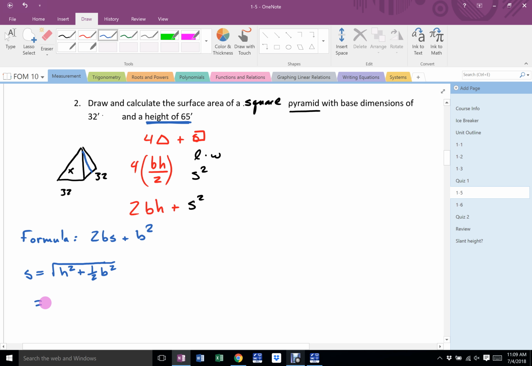You gotta remember to cut it in half. So in this case, it was the square root of 65 squared plus 16 squared. And then you would find that answer on your calculator. And you would get the number. When you get it, I want you to round it to the nearest number, and you will see why that's easy to do. 67. It is indeed 67.